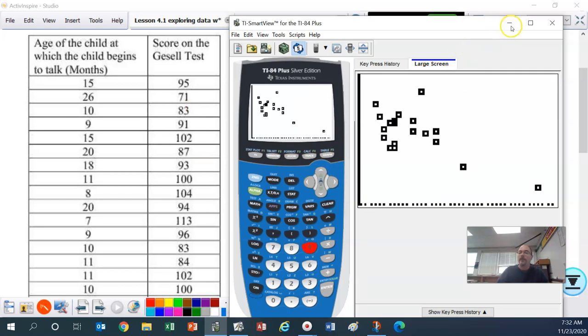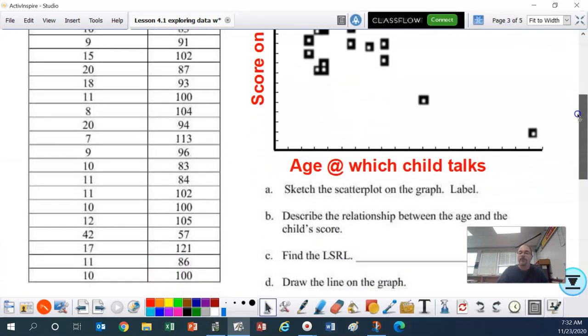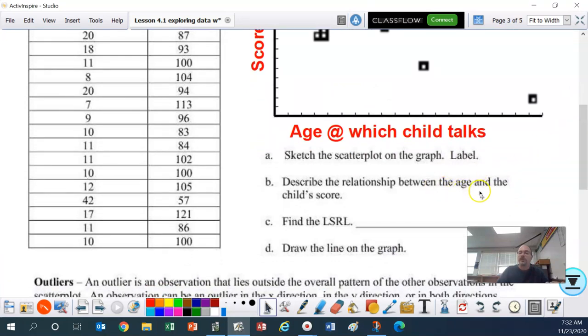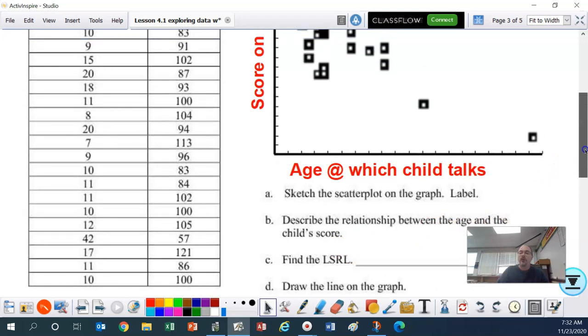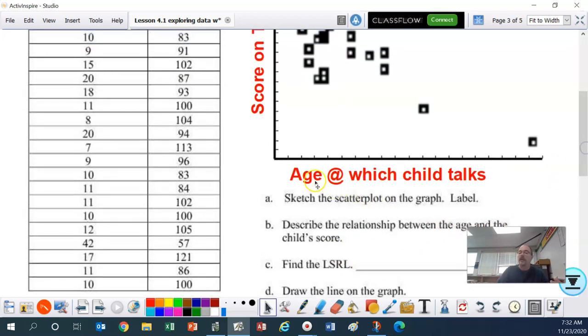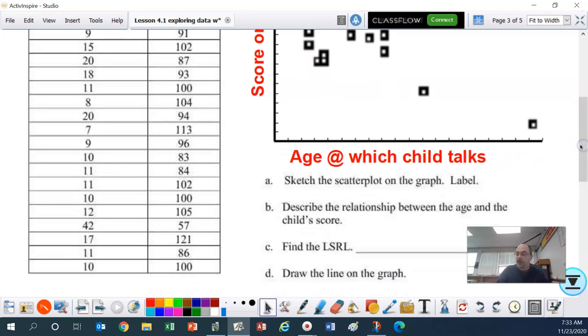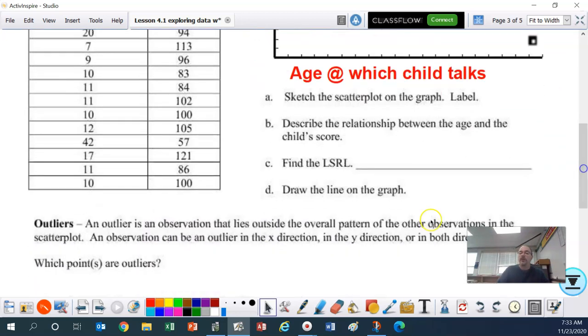Now, describe the relationship between the age and the child's score. Well, we did that earlier in the last lesson. The older the child is before they talk, the lower the score. Again, the older the child is when they first talk, the lower the score. That usually means some sort of developmental issues.